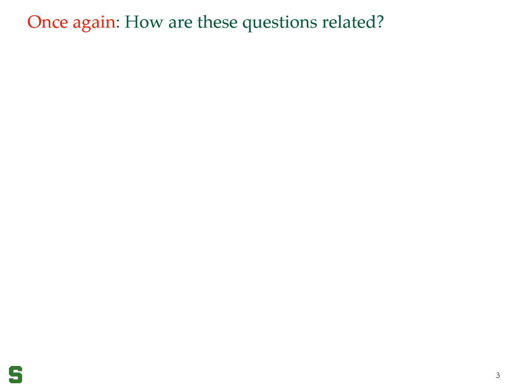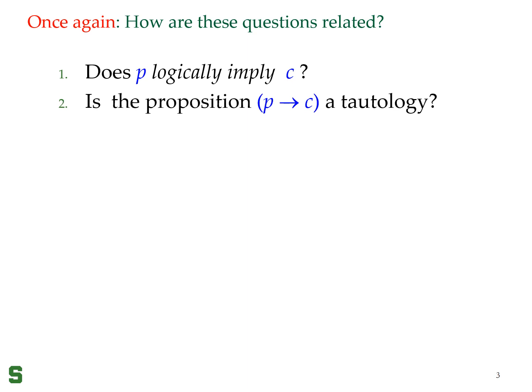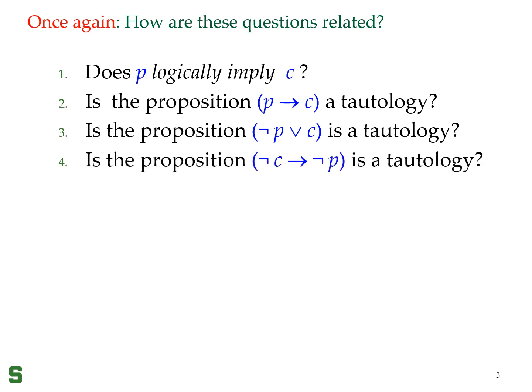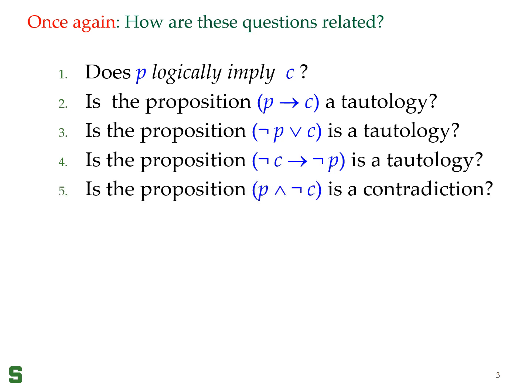Now let's look at how these questions are related to each other. One question we can ask is, does P logically imply C? Is the proposition P implies C a tautology? Is the proposition not P or C a tautology? Is not C implies not P a tautology, or is P and not C a contradiction? Now, the short answer is that all these questions are identical. That means if the answer to one question is yes, the answer to the other questions is yes, and vice versa.